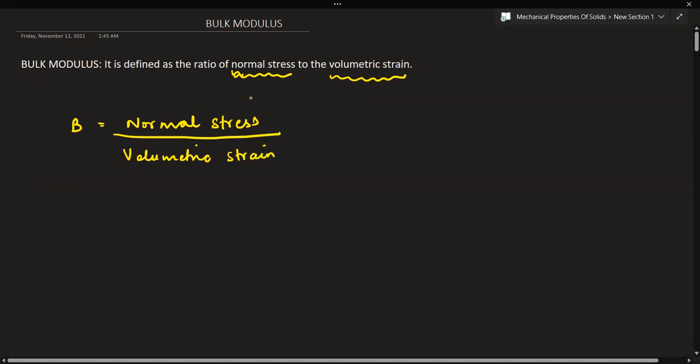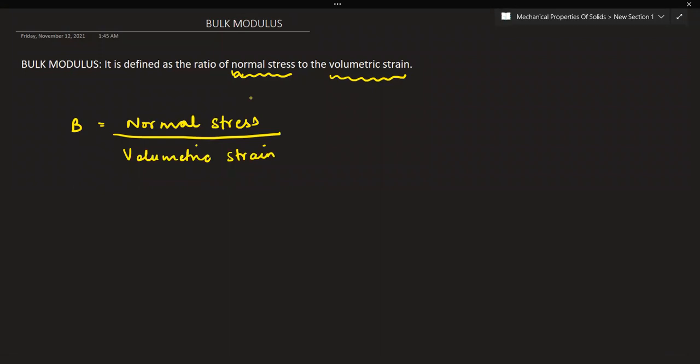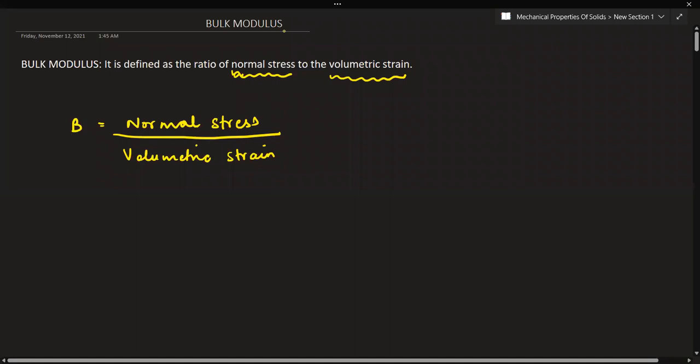Let me remind you what was normal stress. Normal stress was the stress that was applied when the deforming force was applied perpendicularly to the surface, a perpendicular force. Volumetric strain was the change in volume divided by the original volume. Yes, that was volumetric strain.